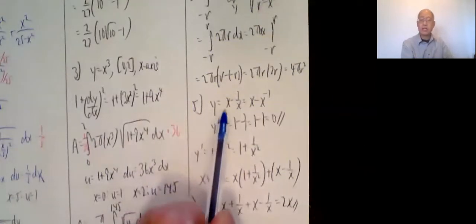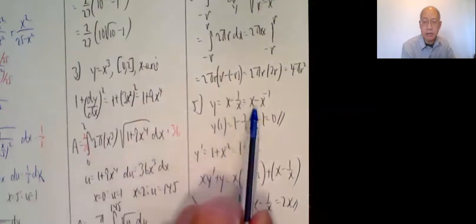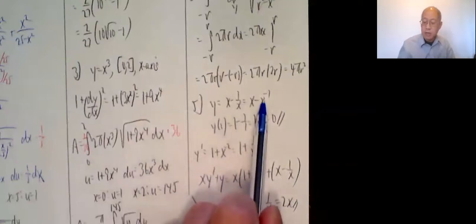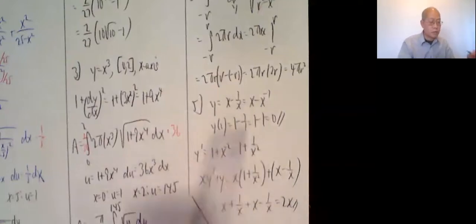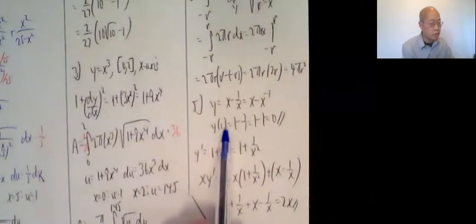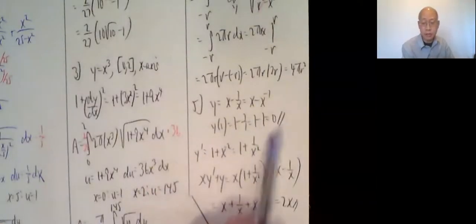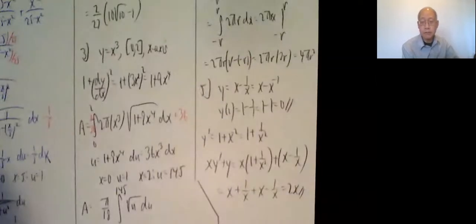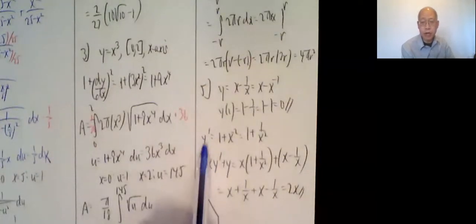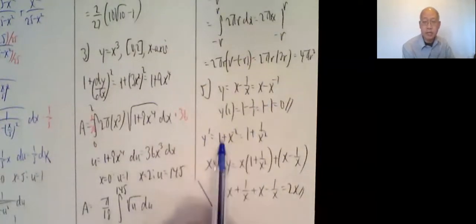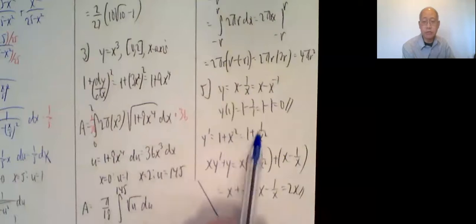5, y equals x minus 1 over x is the same as x minus x to the negative 1. You asked to show that y of 1 equals 0, so we just do it. Plug in 1, 1 minus 1 over 1 is 0, so that is done. In the differential equation part, y prime is 1 minus x to the negative 2, or 1 plus 1 over x squared.